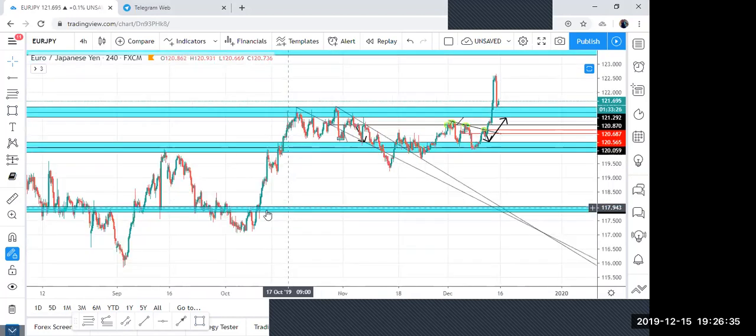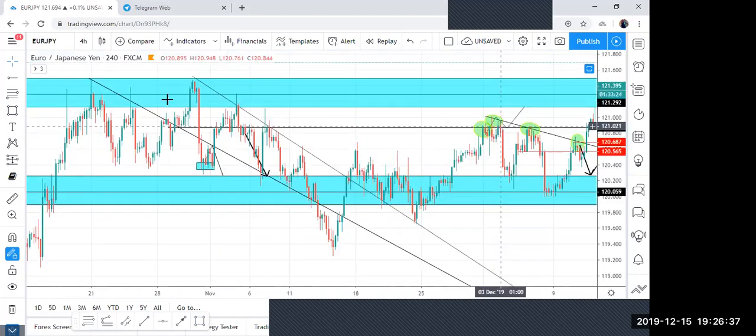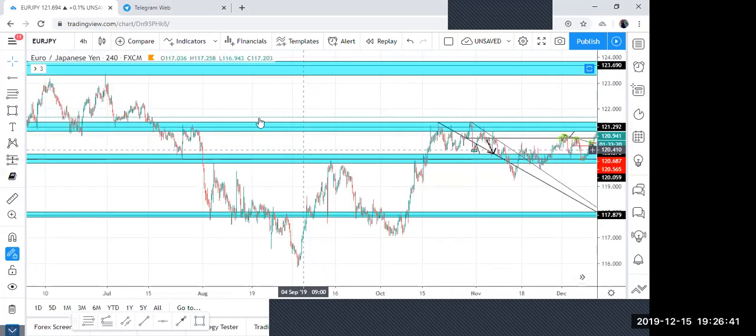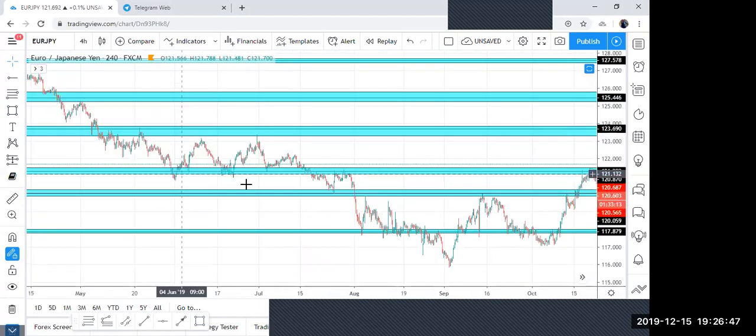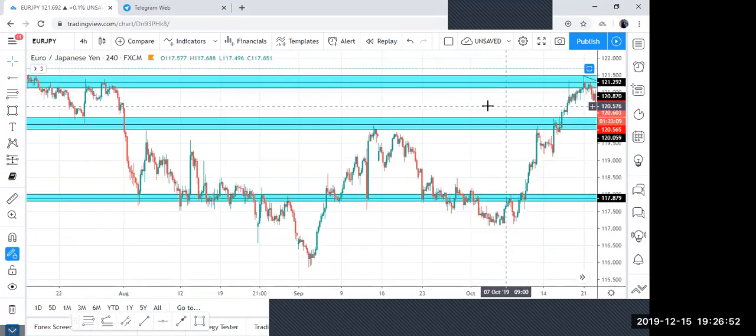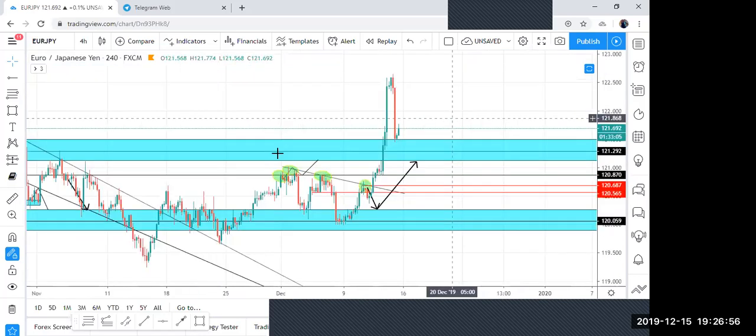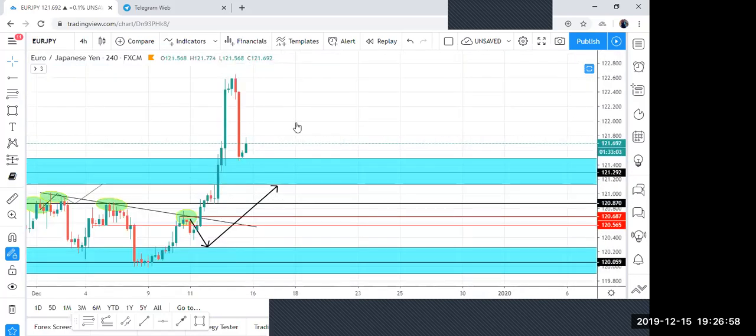EJ looks good. Resistance over here. So this zone, you can see price find support, resistance, resistance, support, previous resistance turn to support here, break, retest.